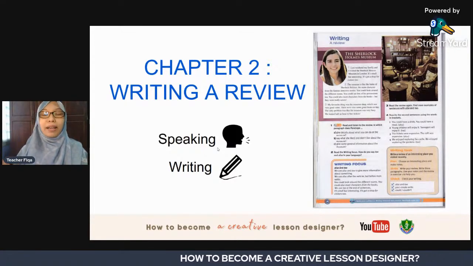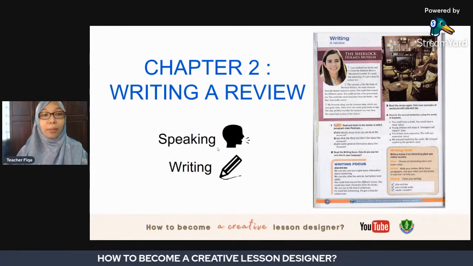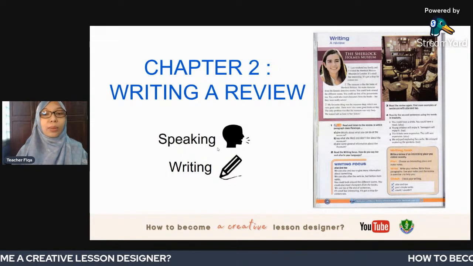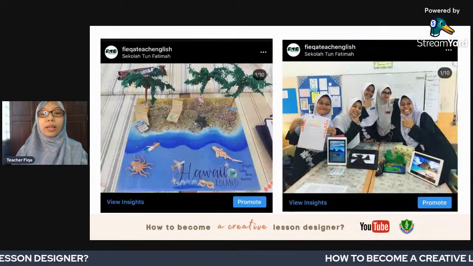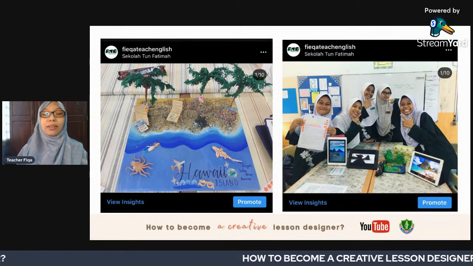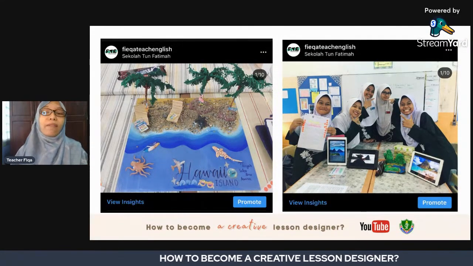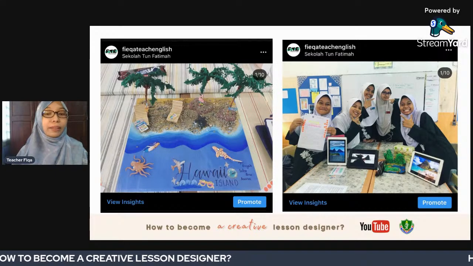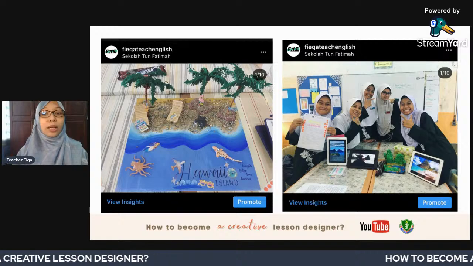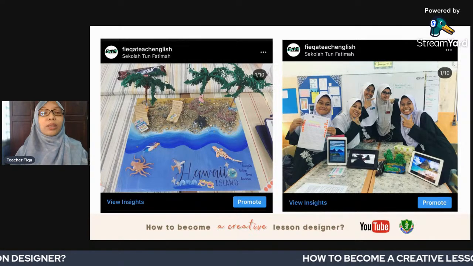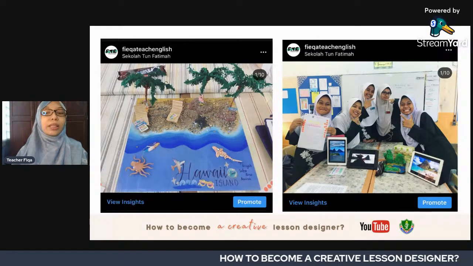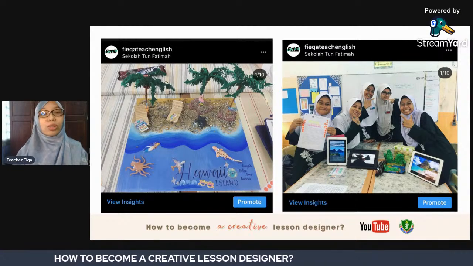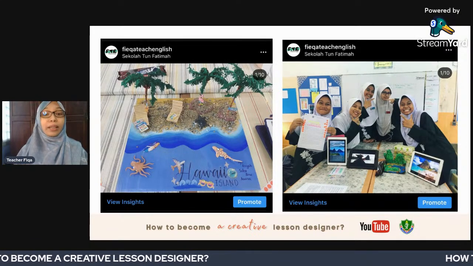To add some fun and spice to the writing lesson, I modified the lesson by incorporating the speaking skill as well. So we carried out a booth exhibition in the class where they have to promote the places they have chosen in groups. First thing first, they need to build the prototype of the place they have visited. Secondly, they need to create a digital poster to promote the place. And most importantly, they need to prepare the review writing.